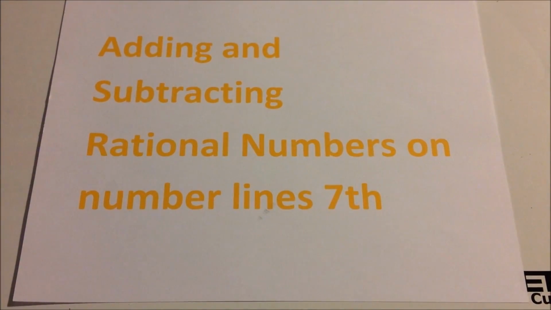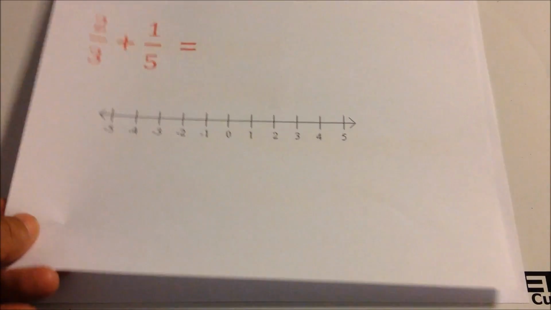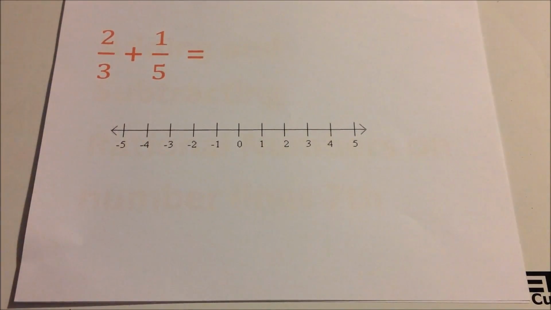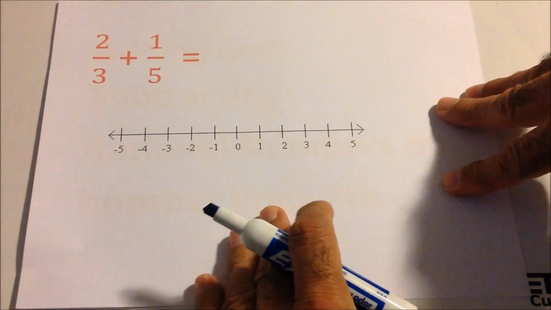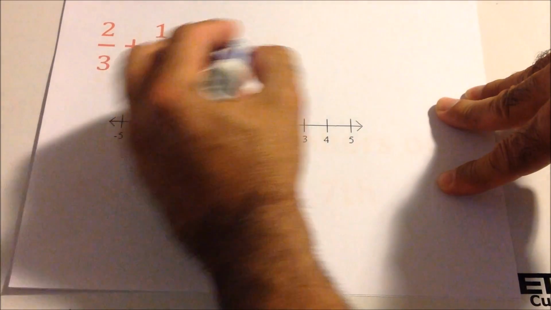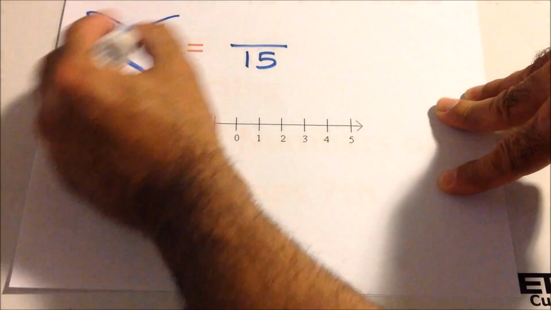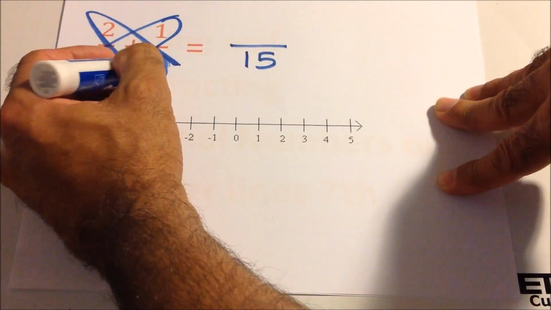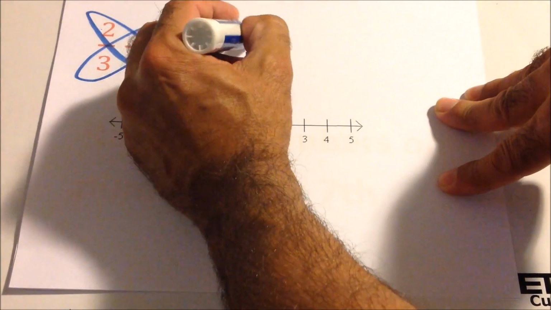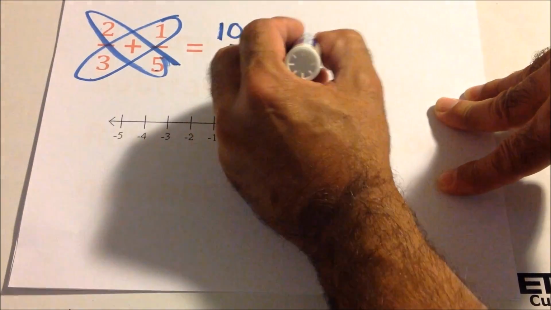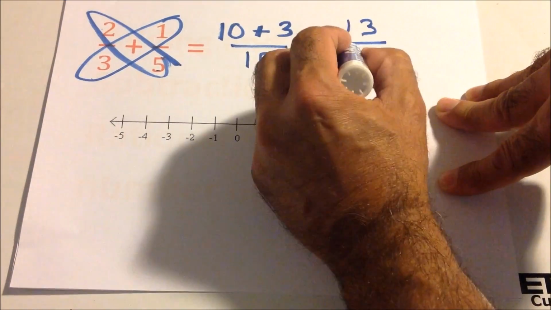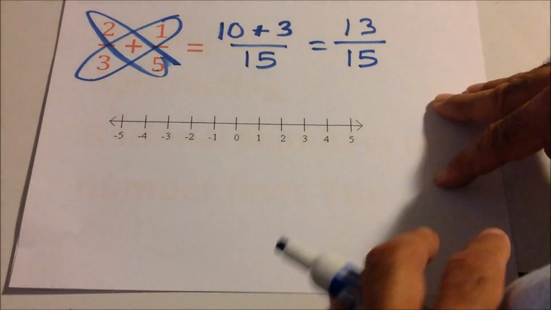Okay, let's add and subtract rational numbers on number lines. So here's our first one, and let's do it the old way first, just to review. Remember, we can do this the fast way. 3 times 5 is 15, and then we'll cross multiply, and we'll have 5 times 2 is 10, plus 3 times 1 is 3, and we have 13/15. So we know we have to get 13/15.